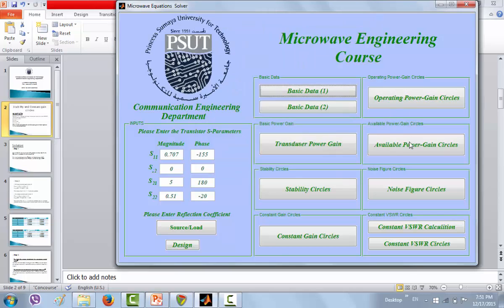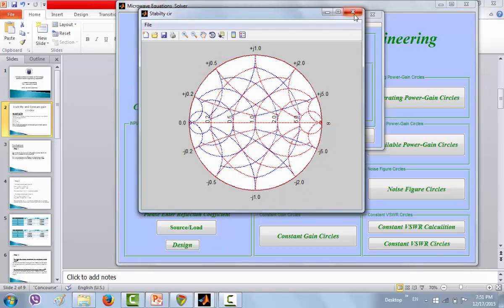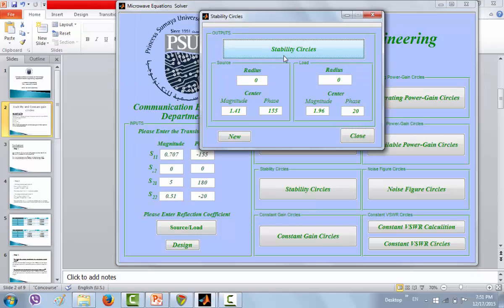Now, we go to the stability circles. We don't need this plot. Okay, stability circles. The radius for the source and the load stability circles are 0. So this means that there are no stability circles for this system and it is unconditionally stable.